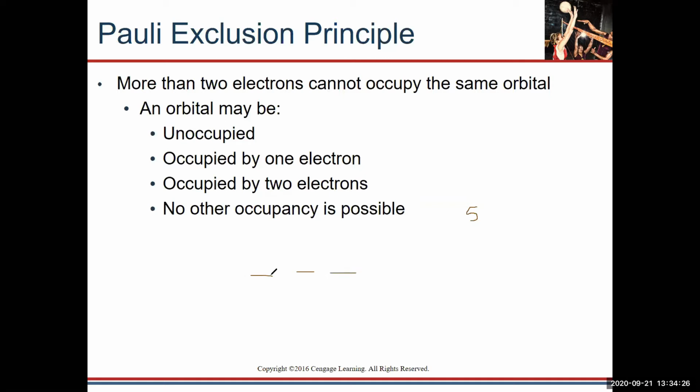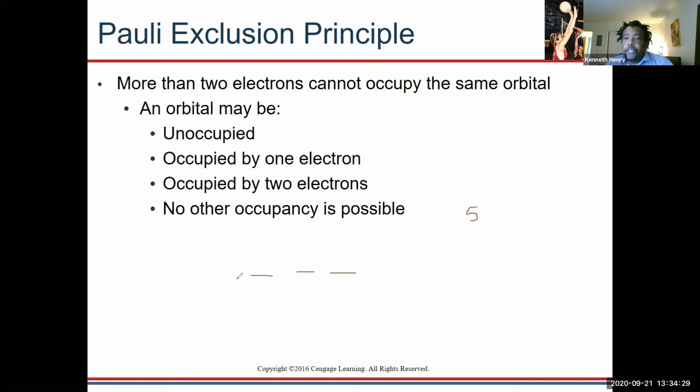If I have 5 electrons to put in the P orbital, I'd put 1 going in one direction. This one would get filled next, and this one would get filled next. Then I'd come back and fill in the other direction. If I was putting in just 3 electrons in the P orbital, the PX would get 1, the PY would get 1, and the PZ would get 1.